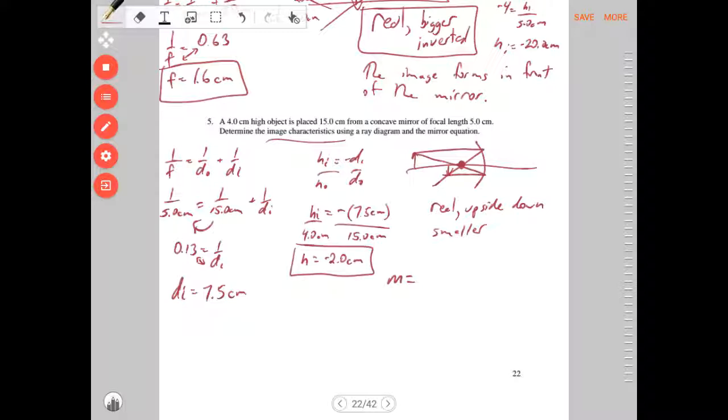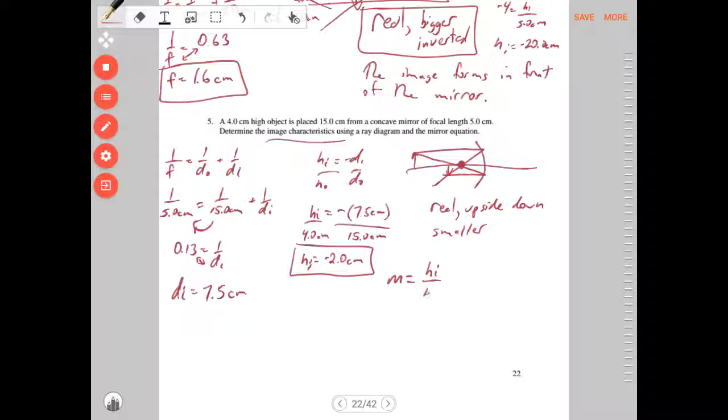And we knew it was smaller, right? The original was 4 centimeters tall. The new one is 2 centimeters tall. So it is definitely smaller. And that negative, we infer that to be upside down. Awesome. And then magnification, of course.